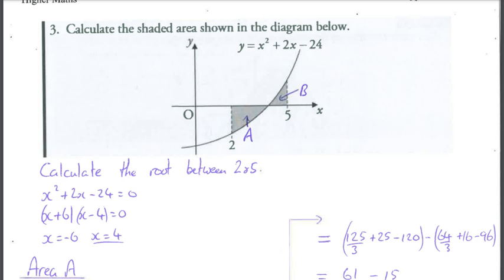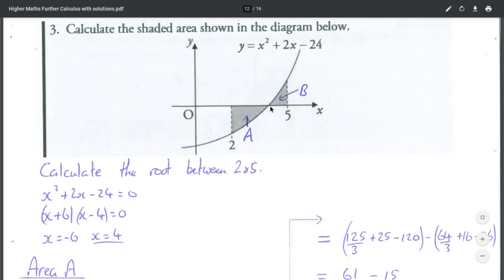So once again, we need to split this into two separate areas. So we'll need to integrate between 2 and whatever this value of x is, and then from this value to 5.